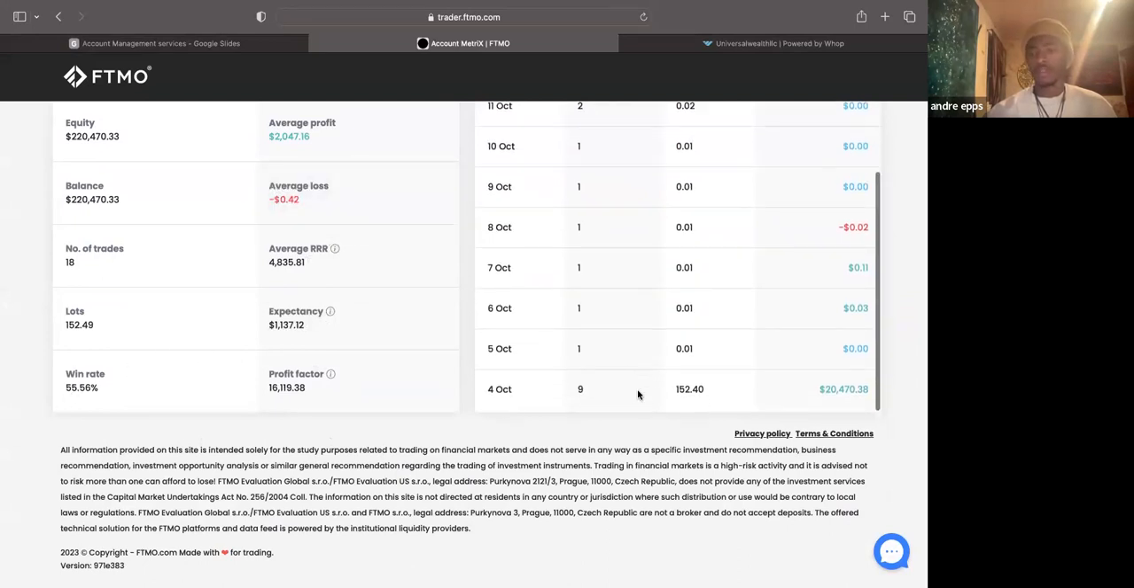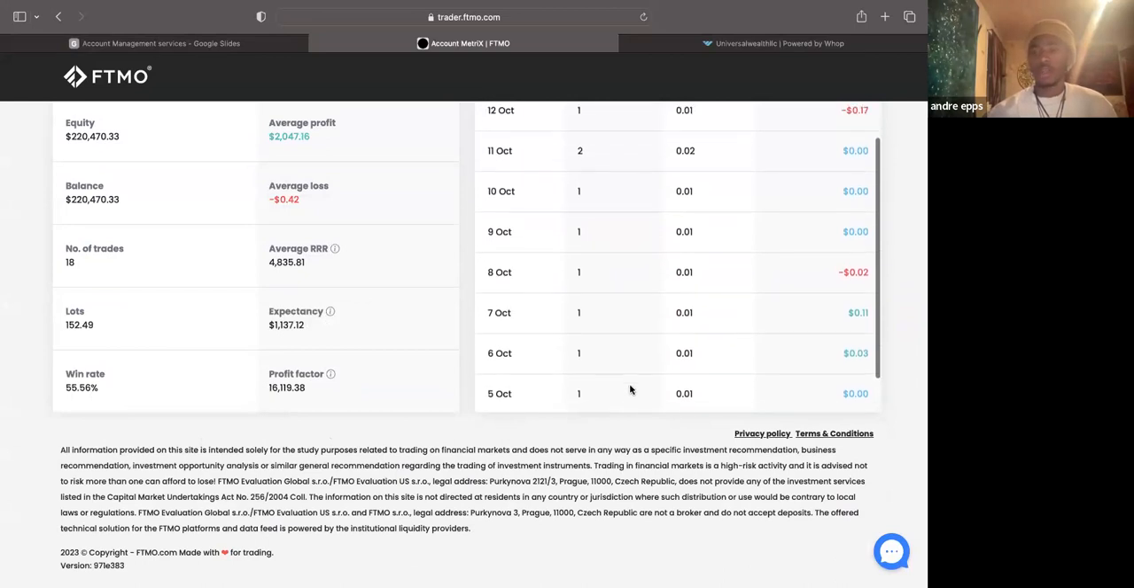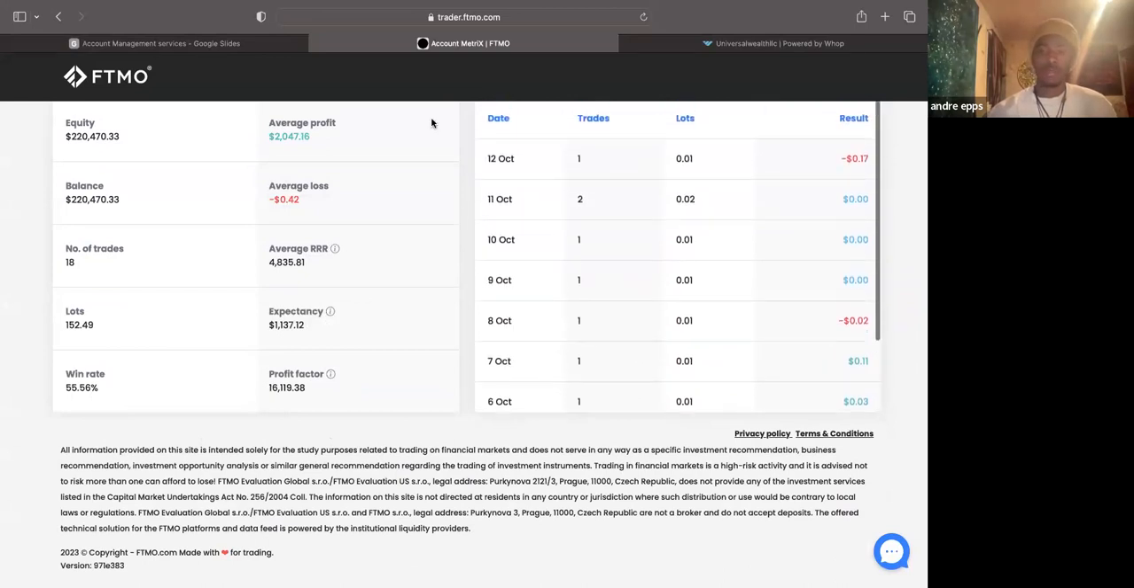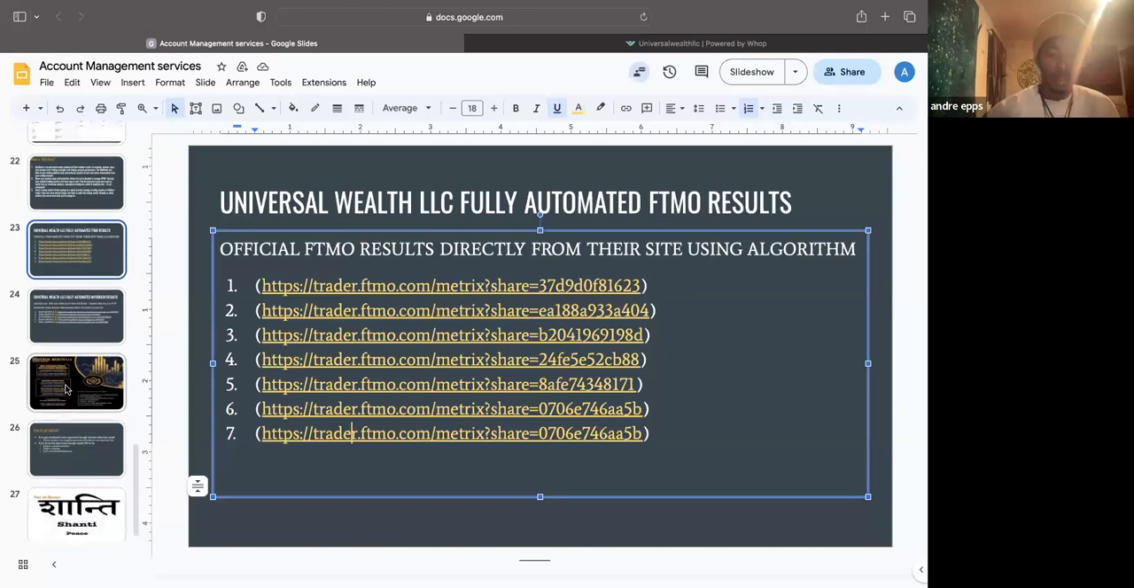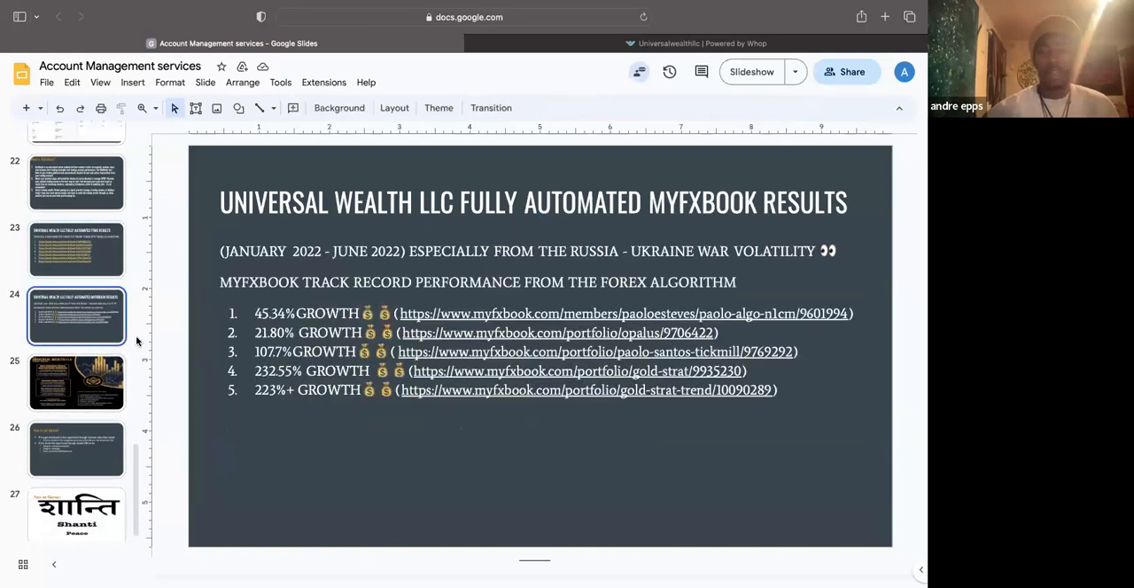The reason why that is because we passed the challenge in a day again. And then the other days was just to simply make sure that it had the minimum trading day requirements. So this is why they under leveraged and they just made sure they got the account passed. All right, so what I'm gonna do next, I'm gonna go to our next data, which is my FX book.